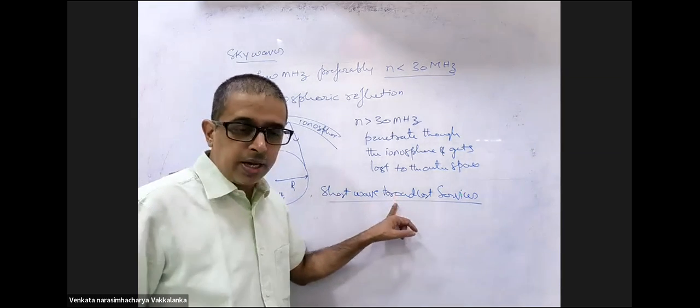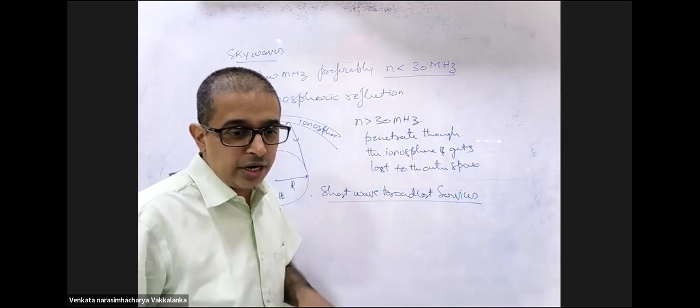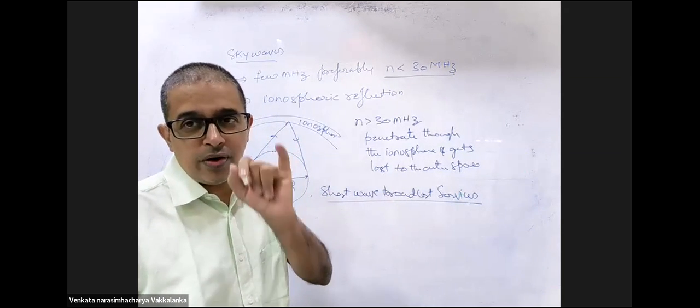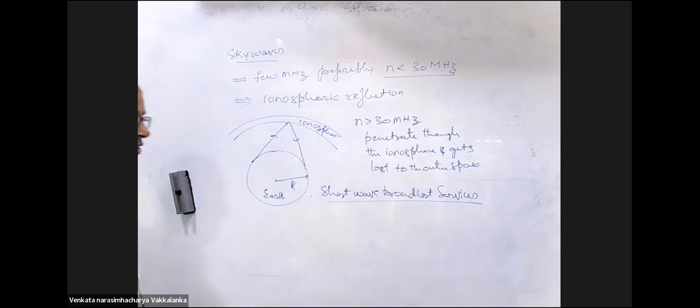Short wave broadcast services. During our childhood, we used to have radio stations working on only three: shortwave 1, shortwave 2, medium wave. Shortwave transmissions were done through this.